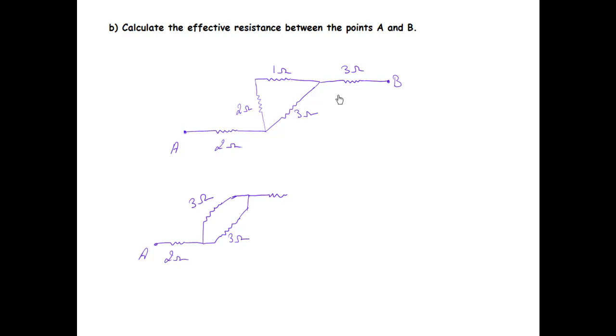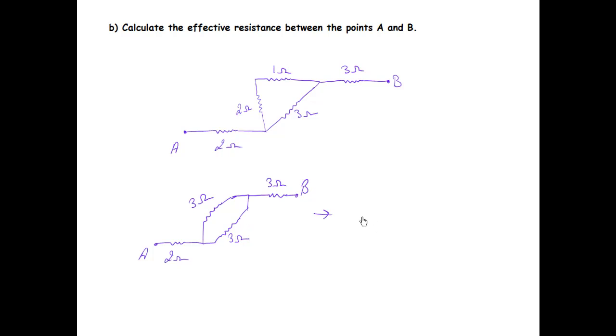And this 3 ohms I can represent it here. So this will be point B. Now we need to calculate the effective resistance between point A and B, and these two resistances, that is 3 ohms and 3 ohms, are in parallel, and as a consequence the effective resistance between these two parallel resistors is 3 into 3 upon 3 plus 3, which is 9 upon 6, which is 1.5 ohms.